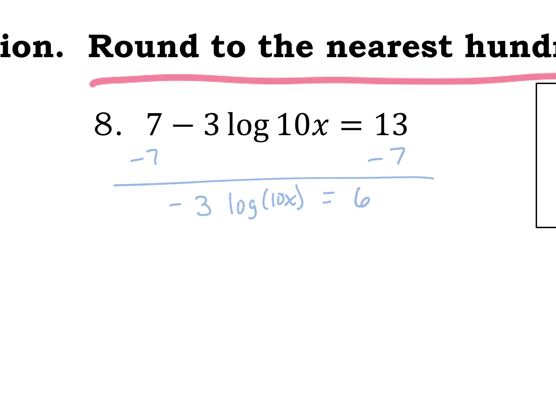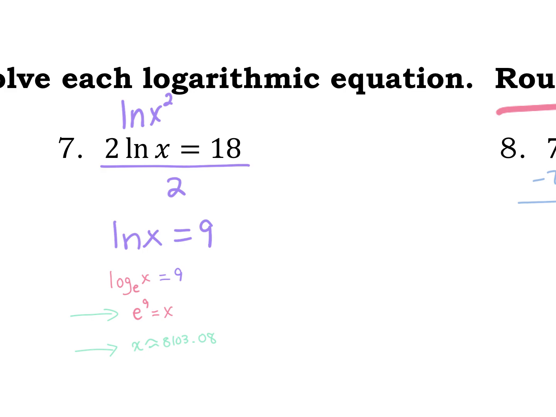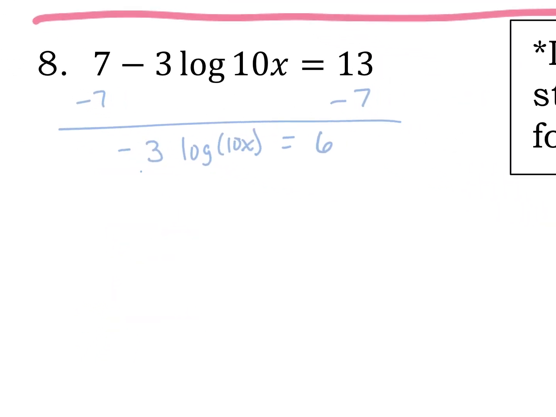What do you think, Alex? Move the 3 to the x, like, -1. I don't know. We could move it to the exponent, but what did we do over here to kind of clean things up? Yeah, let's divide by that -3. So then that gives us log of 10x is equal to -2.